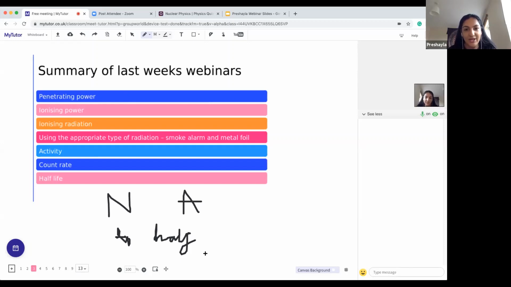So it's not actually half of the decay. It's not half of the time that it takes to do its whole decay, because we don't know that. It's the time that it takes to halve its number of particles, or halve its activity.